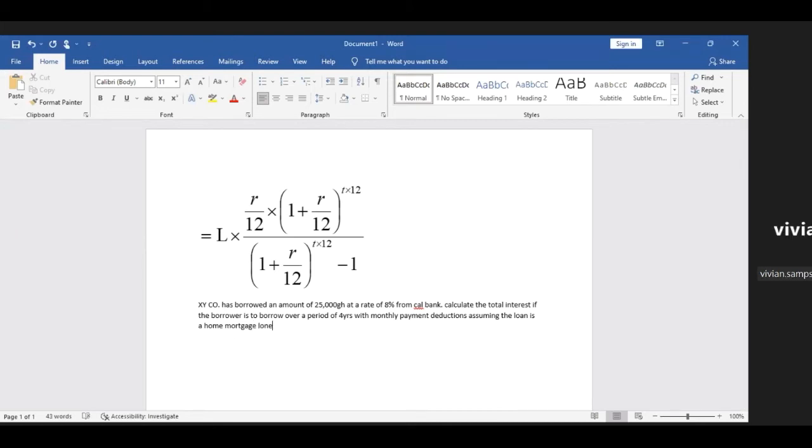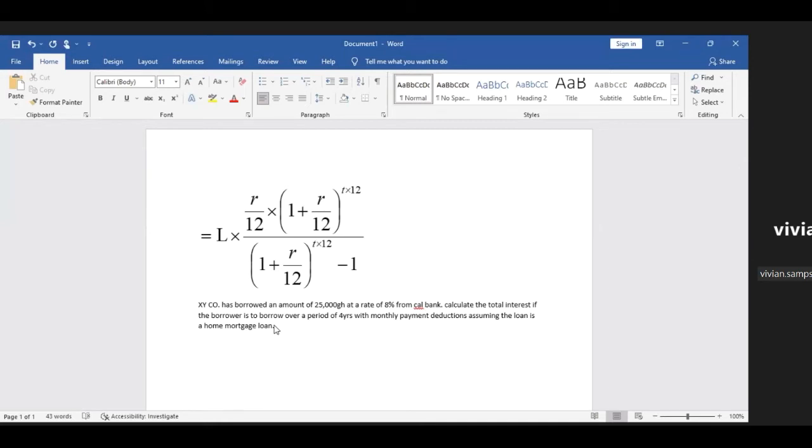So assuming the loan is a home mortgage loan, or in a different environment, you see it to be an amortized type of loan. Now, when you say a loan is a home mortgage loan type or an amortized type of loan, it's normally seen as the reducing balance method type of loan. So the interest is charged on the reducing balance basis.